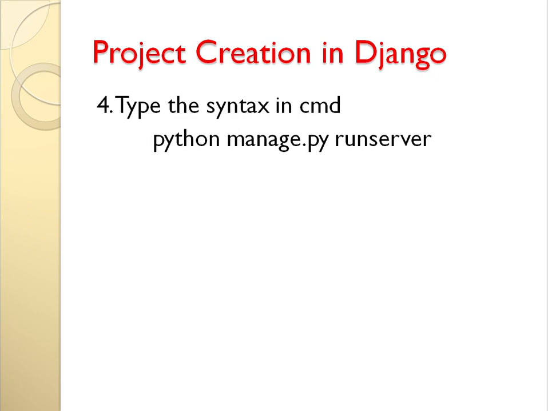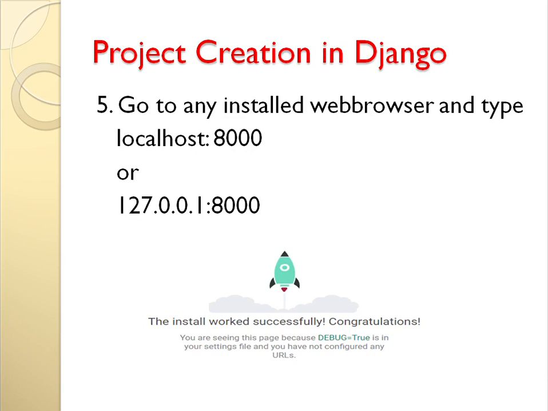Once we have started the server, we would require to go to the installed web browser, whatever web browser we have in our system, and there we type localhost:8000 in the URL address bar. Once we type this, we would be able to see that the install worked successfully. Congratulations. So that is the first step towards working on the project creation in Django. The screen would be displayed in this way in front of you.